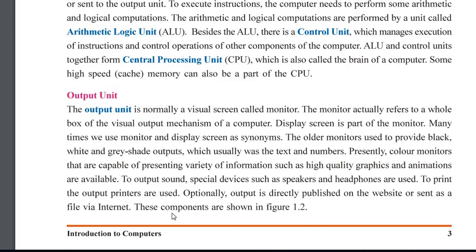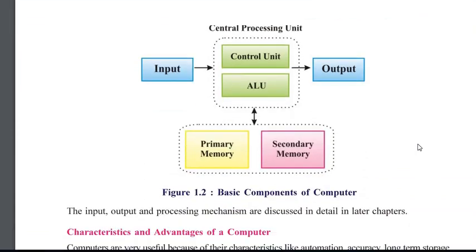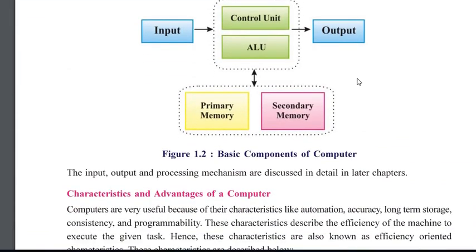Presently, colored monitors that are capable of presenting a variety of information, such as high quality graphics and animations, are available. Now we can see that all the latest computers have different visuals and different animations available. Now, for sound output we use special devices such as a speaker or headphone. To print the output, printers are used. Optionally, output is also directly displayed on a website or sent as a file via the internet. Now you can see the figure.